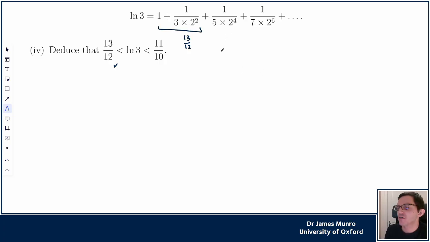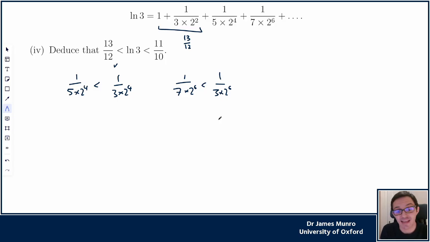Let's try this. I'm going to say that 1 over 5 times 2 to the 4 is smaller than 1 over 3 times 2 to the 4. Quick check while I think, is that true? Yes, dividing by 5 makes things smaller. 1 over 7 times 2 to the 6 is smaller than 1 over 3 times 2 to the 6. So I could keep doing this, replacing all of this increasing sequence, 5, 7, 9, 11, 13, with 3's.